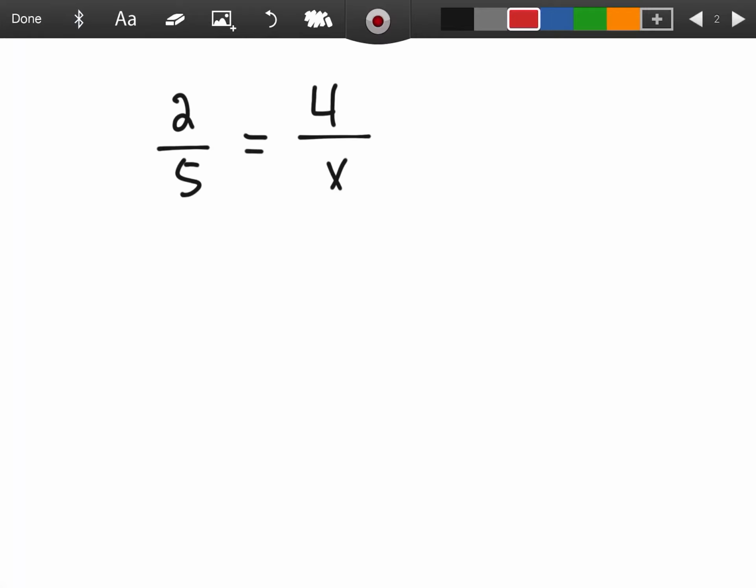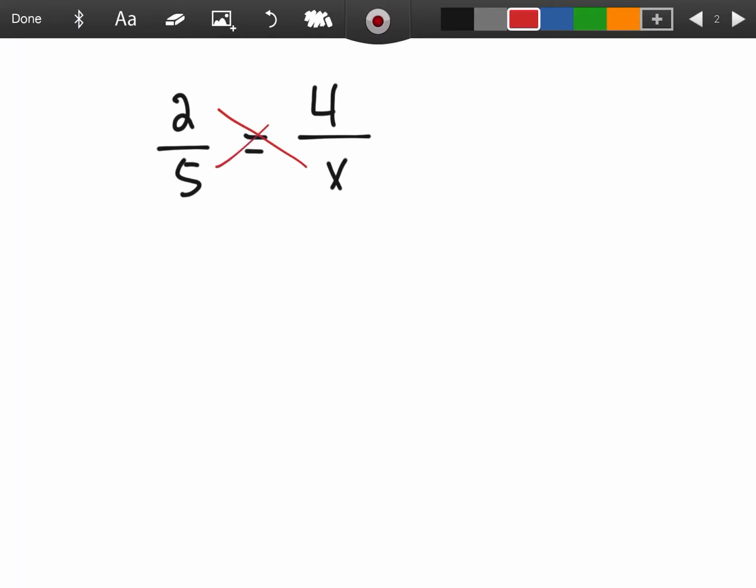All right, starting off this first one, we have 2 over 5 is equal to 4 over x. So our goal is to solve for x. This one, it might be really easy to see that x is just going to be equal to 10. Right? I multiplied 2 by 2 to get 4. I multiplied 5 by 2 to get 10. However, I want to solve this using cross multiplication.